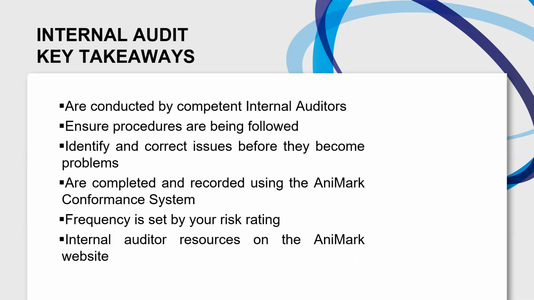That brings us to an end of the session on LGAP internal audits. The key things to remember about internal audits are that they are completed by competent internal auditors and help ensure management system procedures are being followed. Internal audits help identify and correct issues before they become bigger problems and play a role in continual improvement. They're completed using an internal audit checklist via the ANIMARC conformance system, and they need to be completed at the frequency set by your risk rating. There are also additional resources about internal audits available on the ANIMARC website, including translated versions of the checklists.